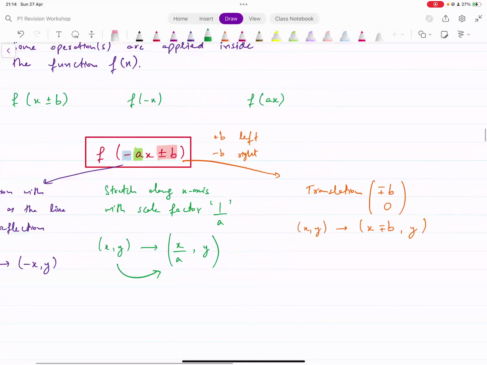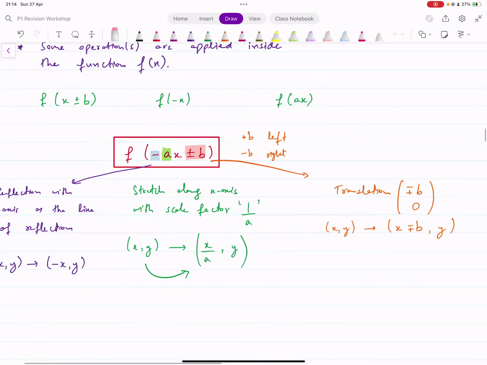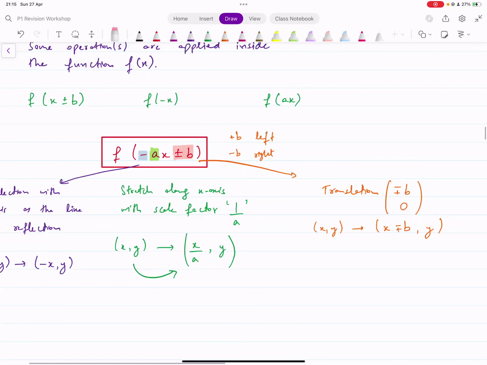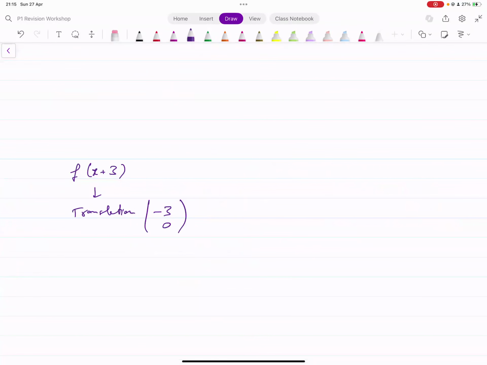And then for a translation, if you have plus or minus b, what happens is when you have a plus in the function, you go left. When you have a minus in the function, you go right. Now the translation vector, what is that going to look like? If you have plus here, in the translation vector you would have minus, and when you have minus here, in the translation vector you would have plus, because plus in the function means you're going left, minus in the function means you're going right. For example, f of x plus 3 means a translation 3 units to the left, and the vector is going to be minus 3, 0.